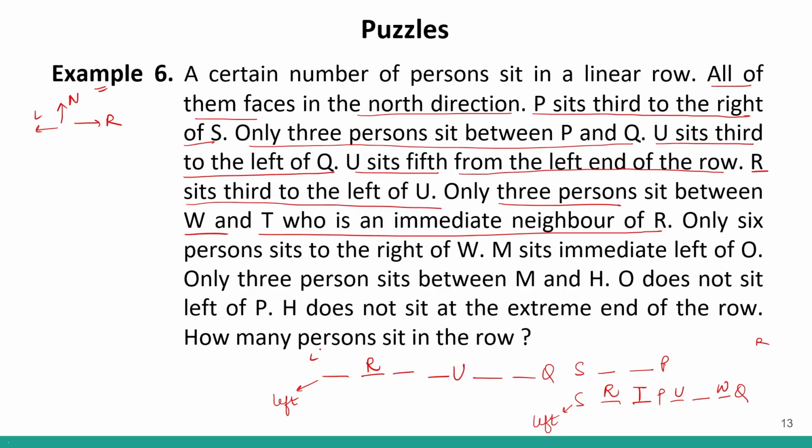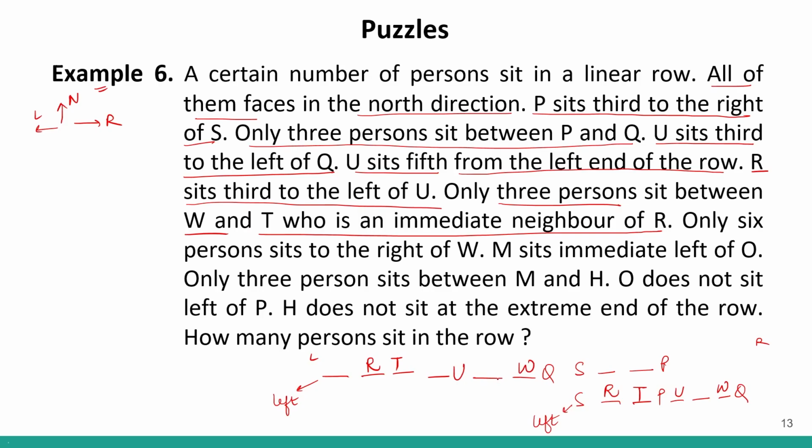Correct? Now, if I place T to be a neighbor of R, 1, 2, 3, I cannot get W over here because we already have U. So let me try placing T over here. Now between T and W there are 3 people. So 1, 2, 3. Here I can get W.